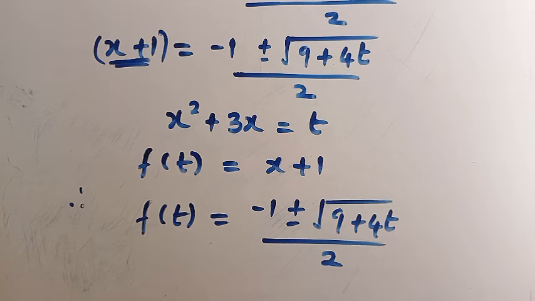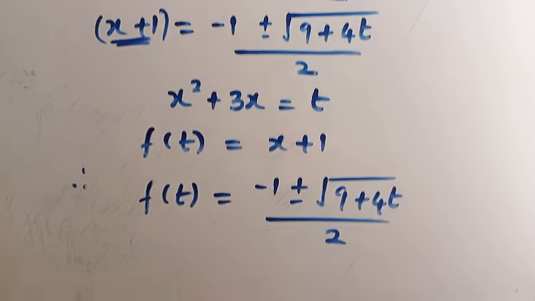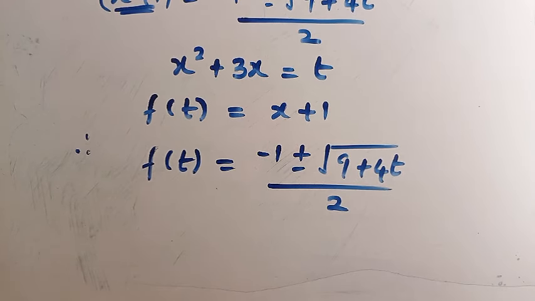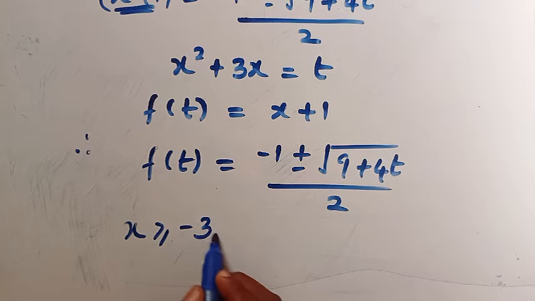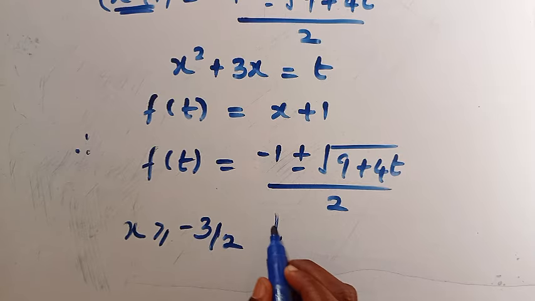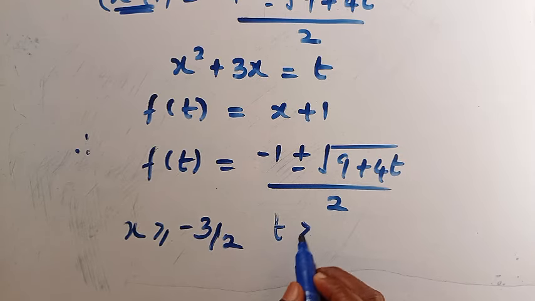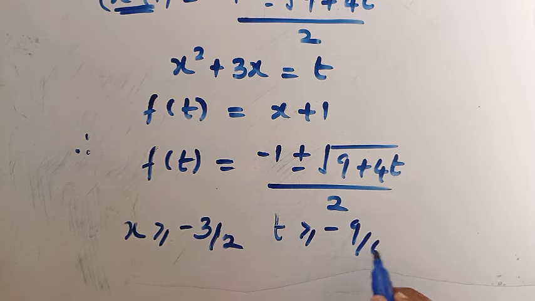And now let's try and look for the domain of this equation. From where we let x squared plus 3x equal t, let's say we have x greater than or equal to minus 3 over 2. So what we are going to have for t here is that t will also be greater than or equal to minus 9 over 4. How do we have this?